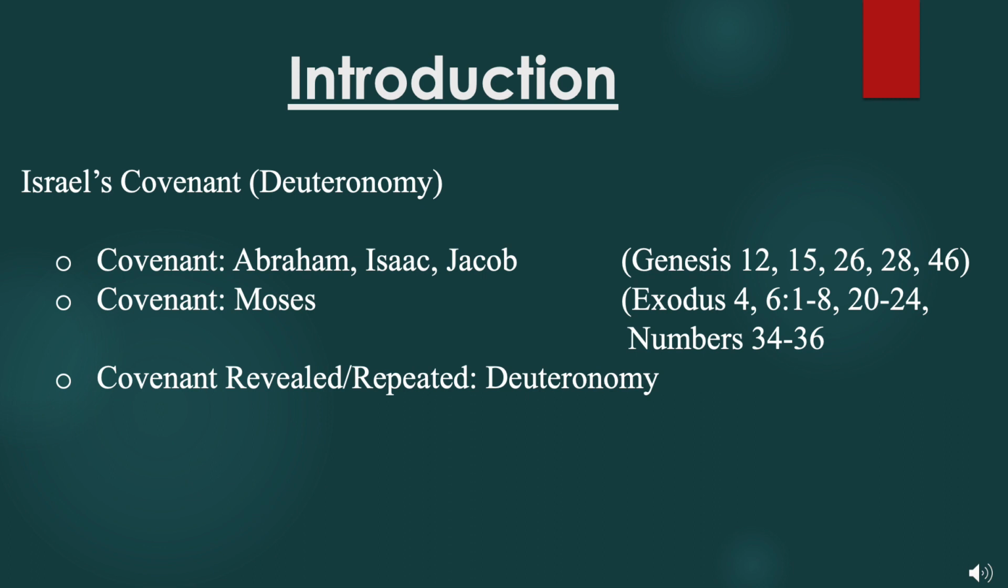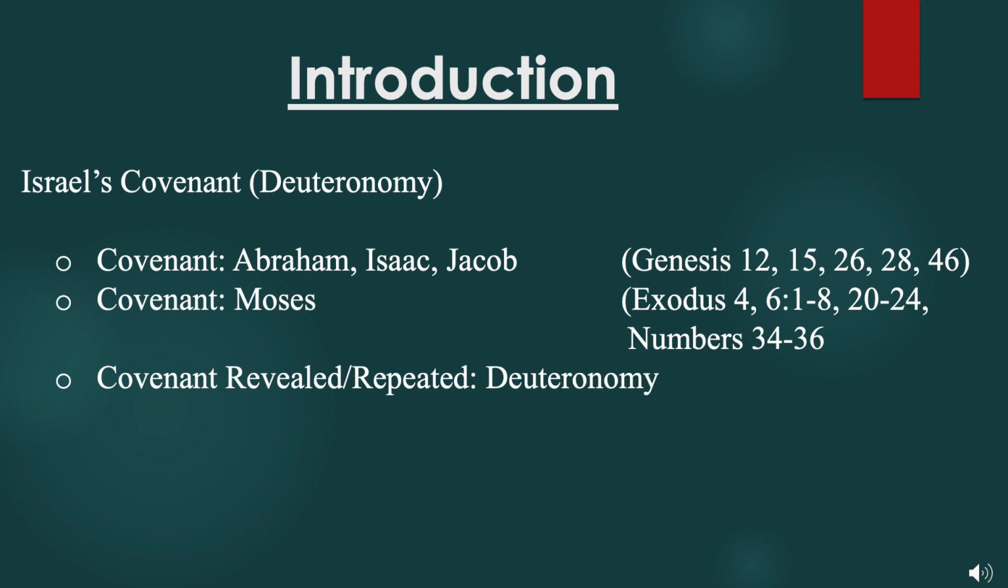Then Israel arrives at Mount Sinai, chapters 20 through 24, where we have some laws. And then again, Numbers 34 through 36 as they prepare to enter into the promised land. All of which is summarized then and encapsulated in the book of Deuteronomy. Much of Deuteronomy is actually new information, so that we could say that the covenant is both revealed and repeated in the book of Deuteronomy.